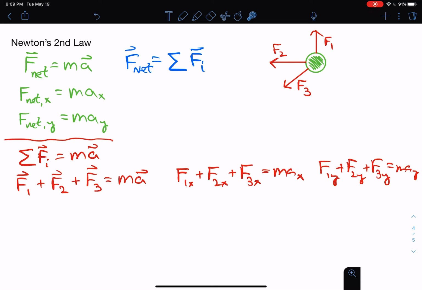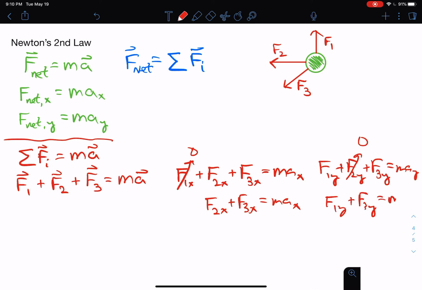And a lot of times what happens is that some of these components are zero. If we look specifically at our case, you can see that F1 and F2 are axis vectors. So F1 has no x component. So I could say, oh, the x component is 0. So in my case, this one is going to go to 0. So this just becomes F2x plus F3x equals m a sub x. So that's simplified. And for the y, we see F2 has no y component. So this is 0 in this particular case. So this becomes F1y plus F3y equals m a sub y.